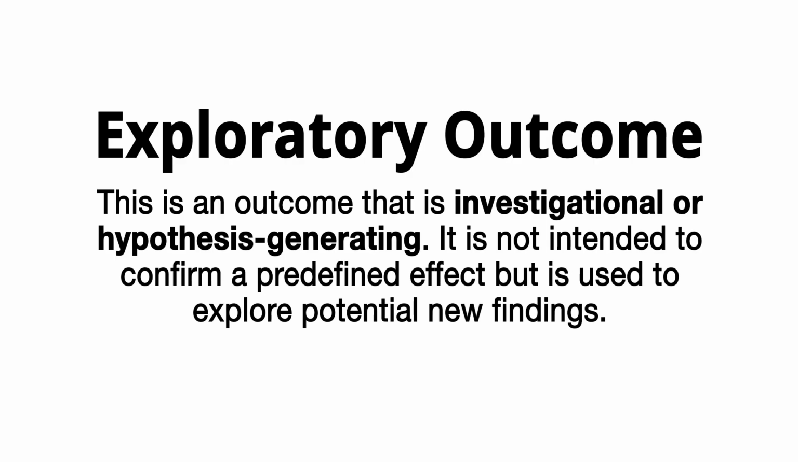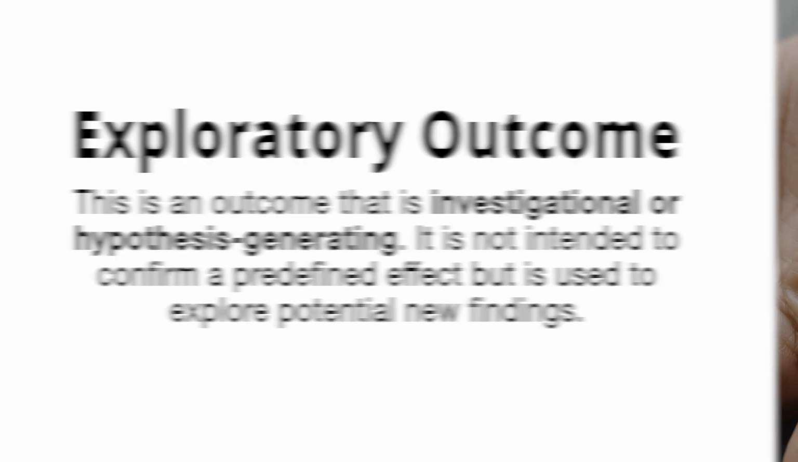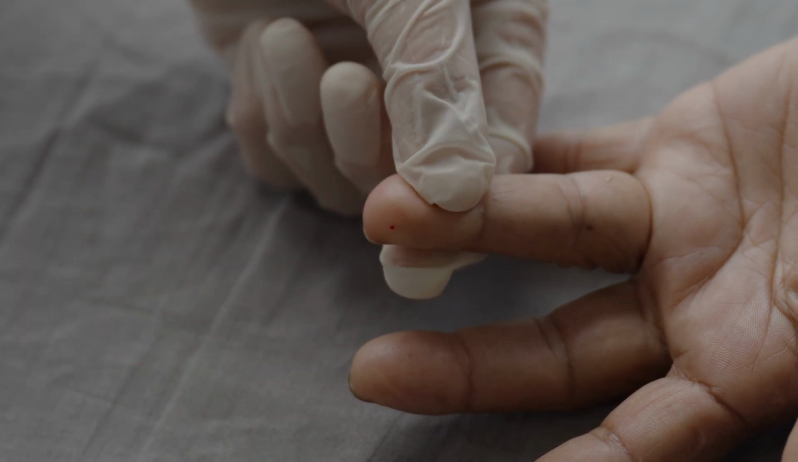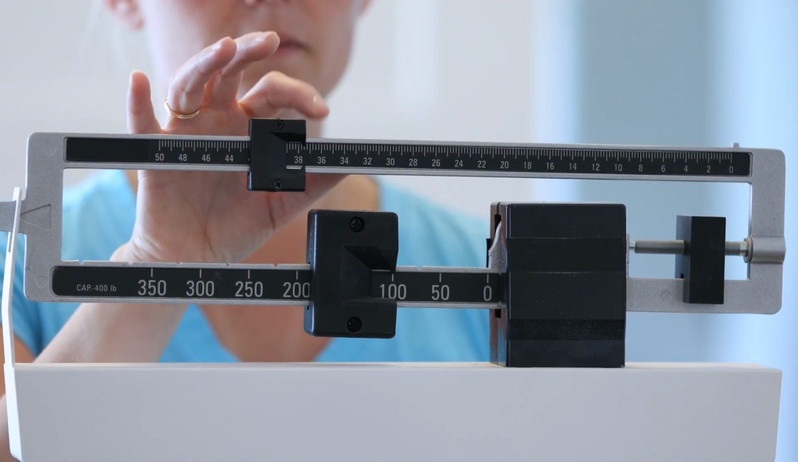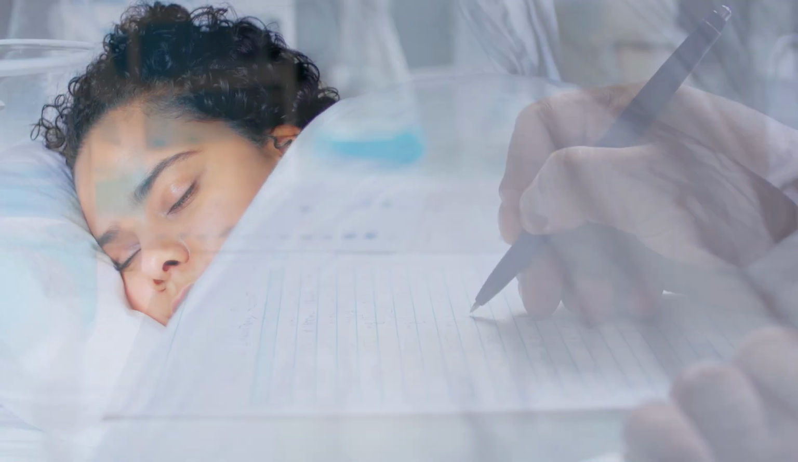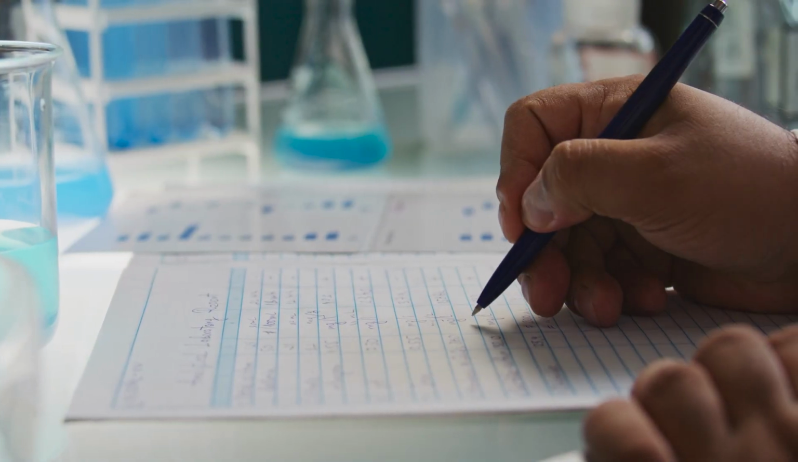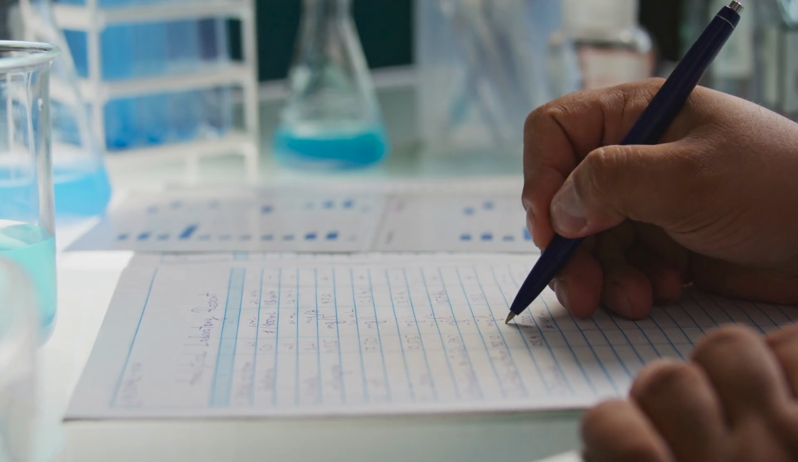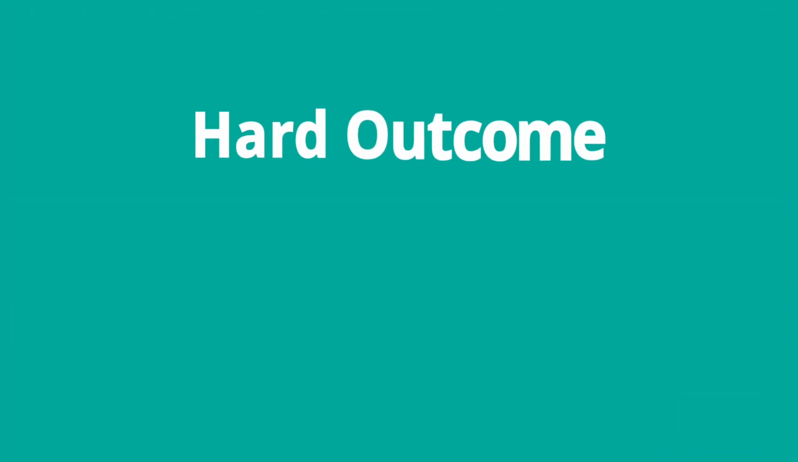Next is an exploratory outcome. This is an outcome that is investigational or hypothesis generating. It is not intended to confirm a predefined effect, but it is used to explore potential new findings. For example, in a diabetes trial, researchers might explore whether the treatment affects body composition or sleep quality. The study wasn't primarily designed to test whether these changes occur, it's just observed to see if it might be relevant for future studies.